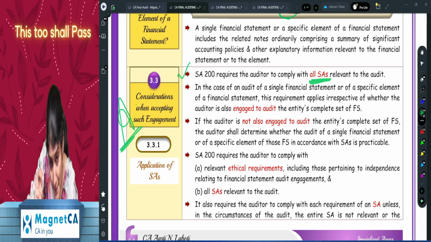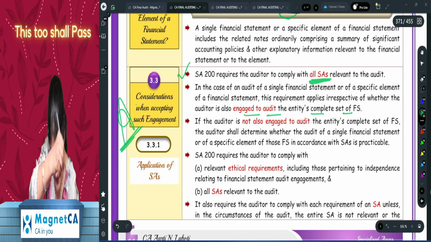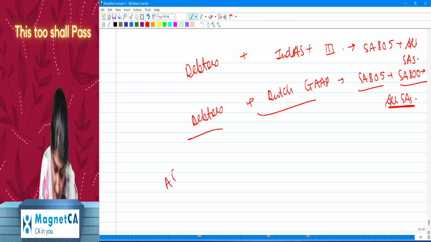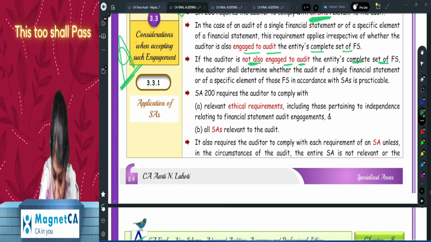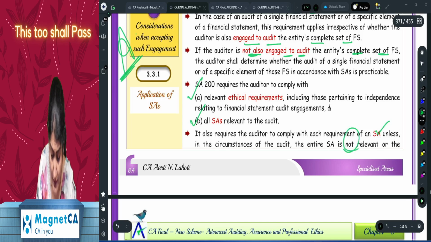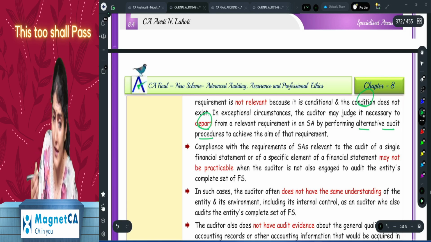Now, what is the complicated situation over here? Okay, one, you are engaged to do the audit of the complete set of financial statements also, or you are not engaged to audit the complete set of financial statements. That means the entire financial statements are being audited by PwC, and say for doing the audit of debtors, they are appointing KPMG. Example. Right? So you have not done the audit of the complete financial statements. Do you need to comply with ethical requirements? Yes. Do you comply with all SAs? Unless an SA is not relevant, or the requirement is conditional and the condition does not exist. And if there is a departure, then you perform the alternative audit procedure.